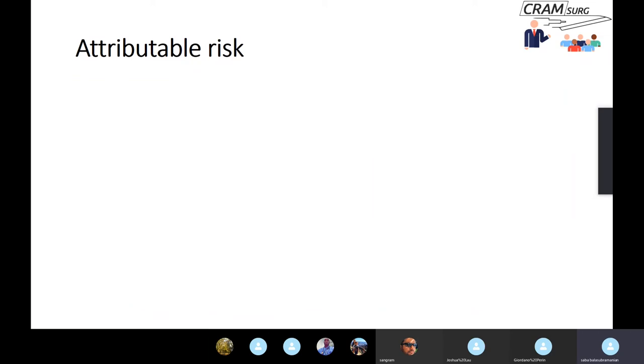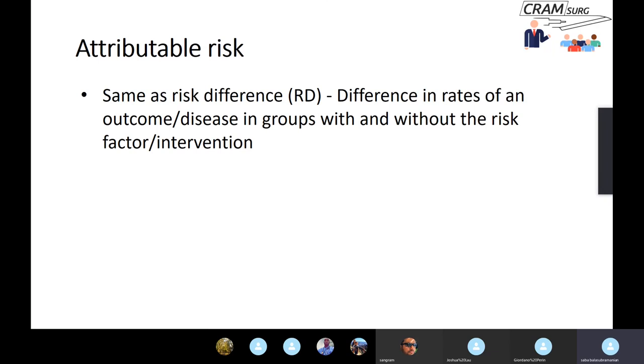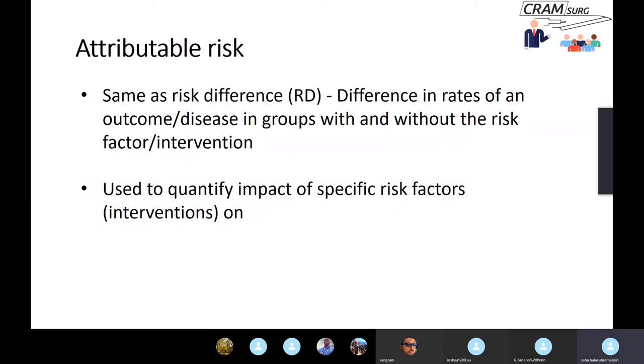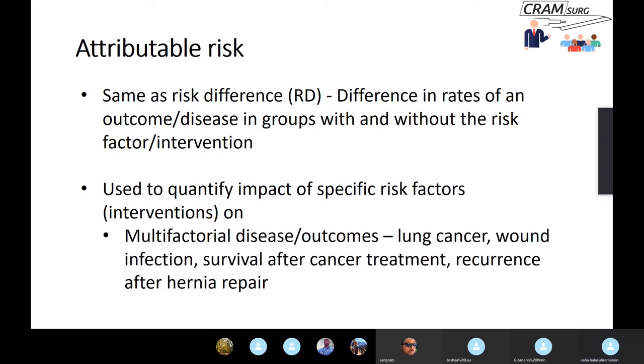Right. So we're moving on to a slightly different concept called attributable risk. Attributable risk is also known as risk difference. And essentially, it's a difference in rates of an outcome. And in the example we're discussing, the outcome was death, in the groups with and without the risk factor or the intervention. And the intervention we've been discussing was chemotherapy. So essentially, attributable risk is the difference in the rates of death in the two groups. Yeah. So it can be used to quantify impact of specific risk factors or interventions, in our example, chemotherapy, on any multifactorial disease or outcomes.